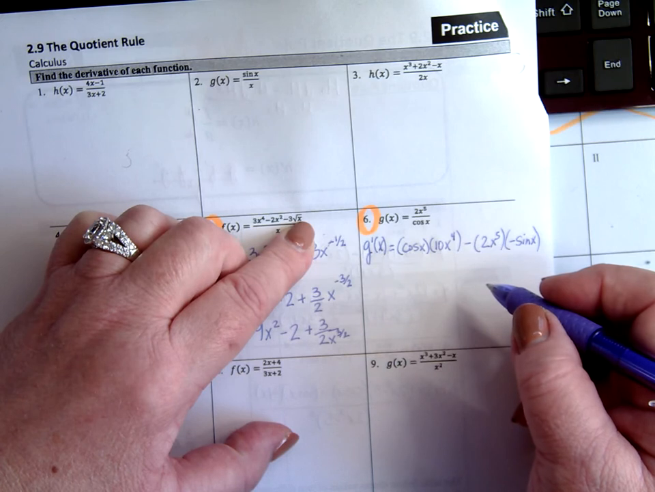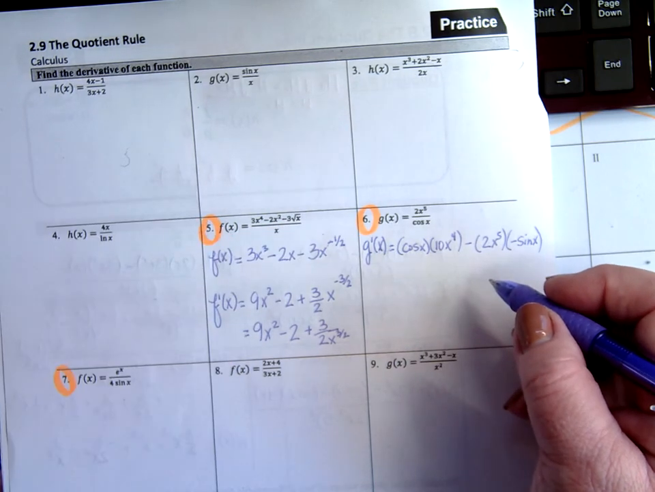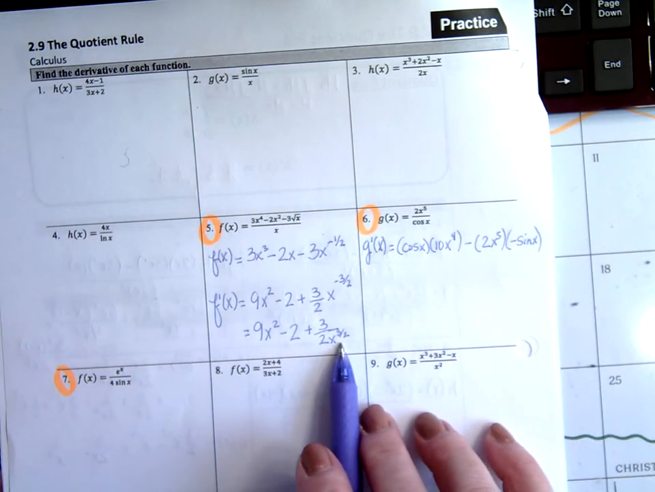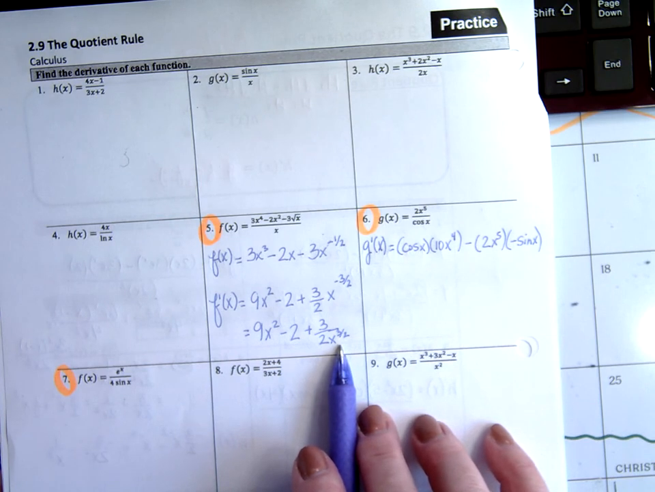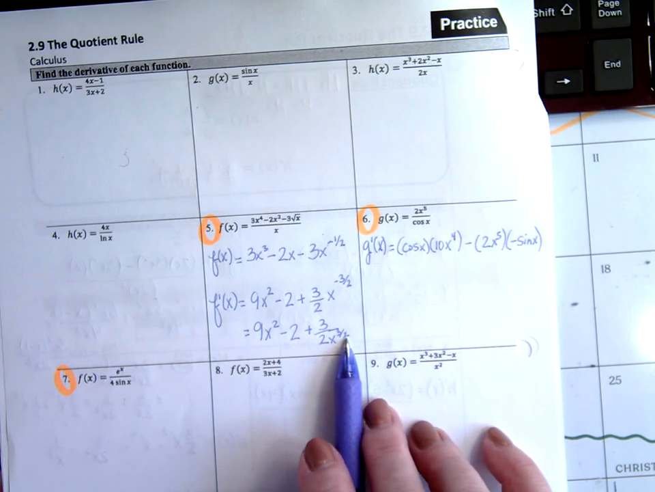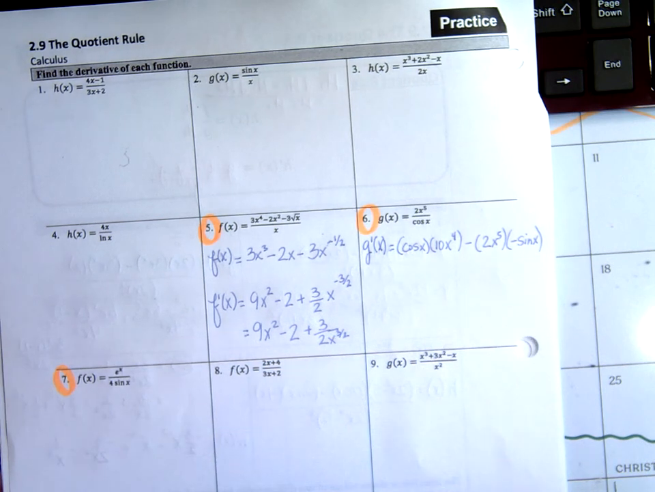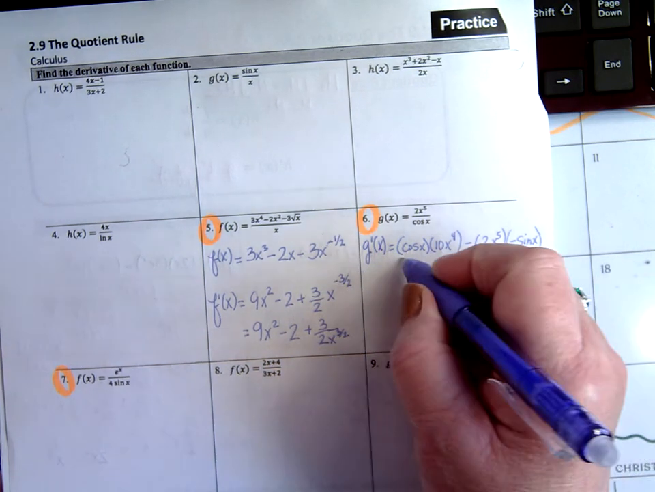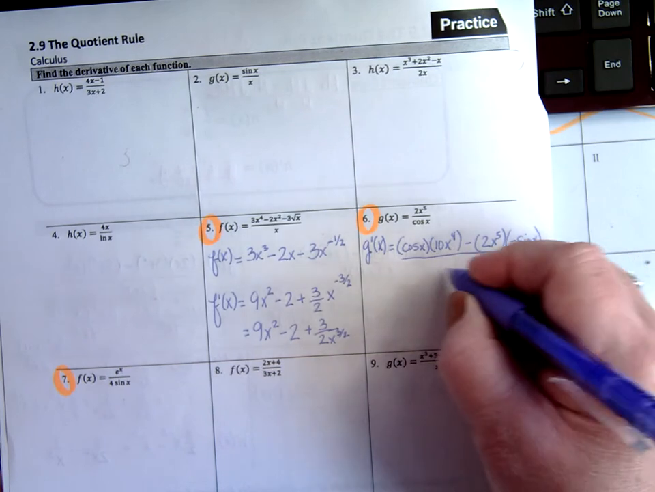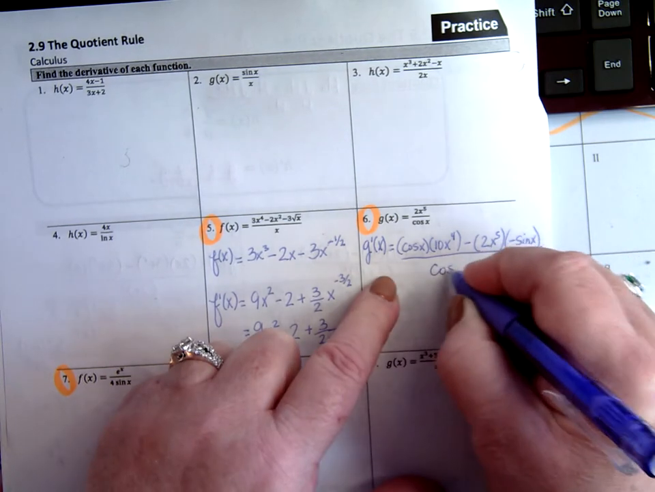The question in the chat is, for that last one, if this were written as a root, it would be the square root of x cubed. That's correct. Yeah, the square root. The denominator tells you the root, and the numerator tells you the exponent. So yes, that is true. All right, we got the numerator set up. Let's get to the denominator. That would be the cosine of x squared.